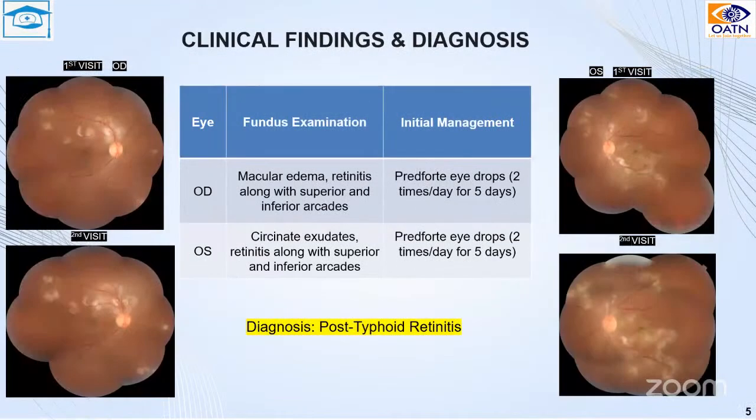Fundus examination showed macular edema, retinitis along with superior and inferior arcades in the right eye, and subretinal exudates, retinitis along with superior and inferior arcades in the left eye. From the above findings, it was diagnosed as post-typhoid retinitis. I have attached a fundus image for your reference. We can see that the first visit showed fewer exudates than the second visit. Initially, the patient was asked to use Predforte eye drops for 5 days.